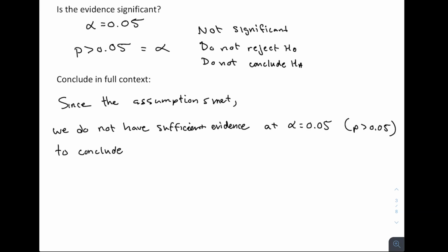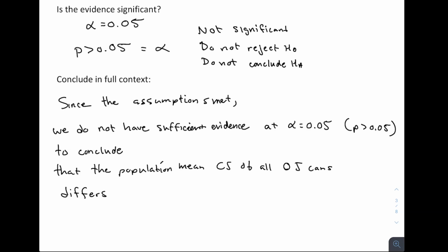And now we're just going to write the alternative hypothesis in full context of the problem. And that's that the population mean compression strength of all orange juice cans differs from the population mean compression strength of all cola cans. This sample does not provide enough evidence to conclude that there's a difference in compression strength between the two cans on average.